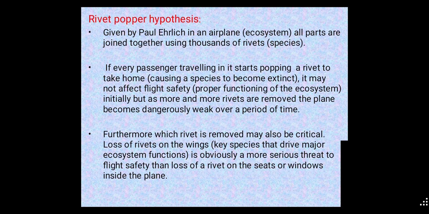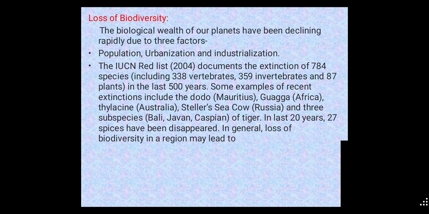See, obviously, what will happen? A serious threat to flight safety than loss of a rivet on the seats or windows inside the plane. This is the hypothesis given by Paul Ehrlich.